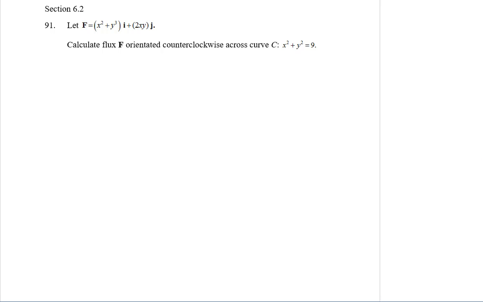So our first order of business would be to parameterize our curve. As you can see here, x squared plus y squared equals 9 would be a circle centered at the origin with a radius of 3. And so the parameterization for that, if we go counterclockwise, would be 3 cosine t and 3 sine t. So there's our curve C that we're going to be integrating over.